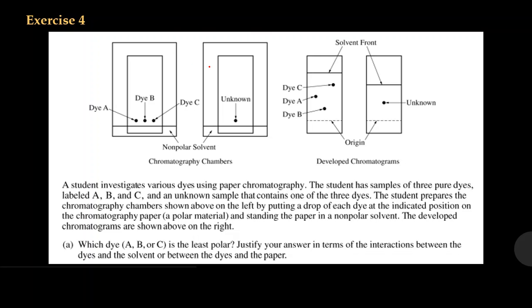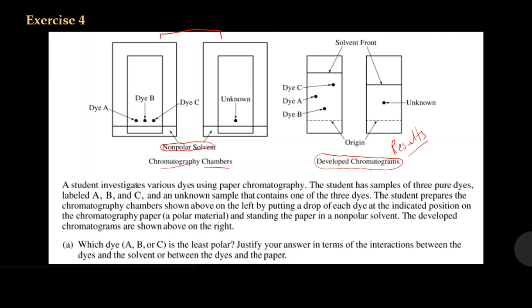Here they do the setup for you on this side. You're looking at the diagrams. You have all three dyes and an unknown, two separate chromatography chambers, but you should key into this part. The solvent is nonpolar. So that's what they're telling you initially. And then over here are the developed chromatograms. This happens to be the results, okay? And what you're going to interpret about them.